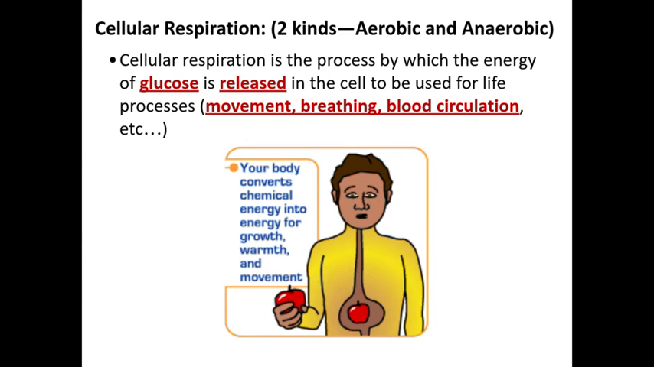The second part is cellular respiration. There's two different types, aerobic and anaerobic. Aerobic means air or needing air. Anaerobic is not air, or doesn't require oxygen. So needing oxygen or not requiring oxygen.